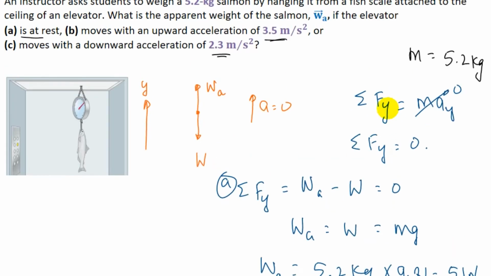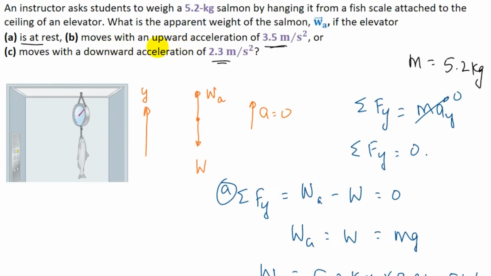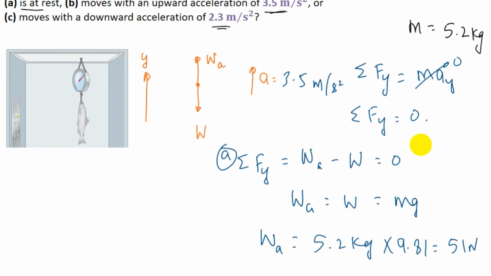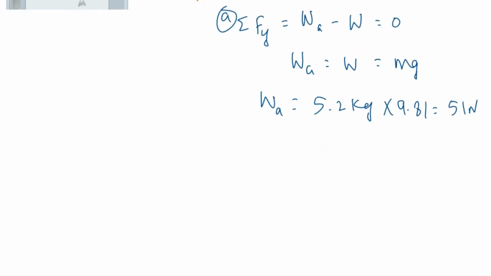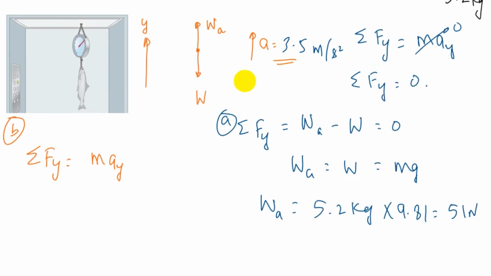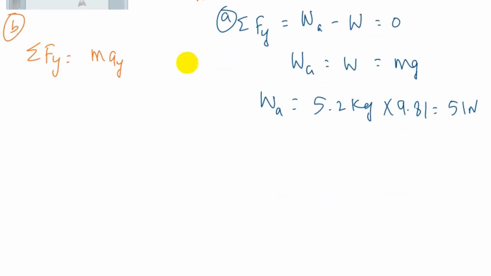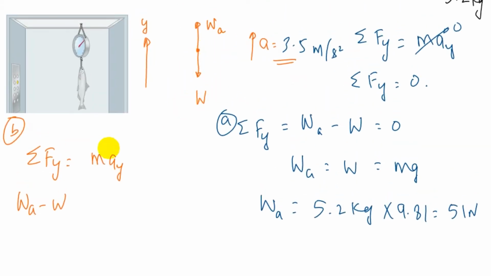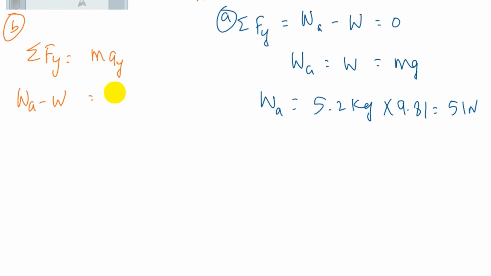Now next in the B part, we have to assume that the elevator is moving upward with an acceleration of 3.5 meters per second squared. So this time the acceleration a is 3.5 meters per second squared. Again we can use Newton's second law. So we have sigma Fy, for the B part that we are solving, equals m times ay, and a equals 3.5. And sigma Fy is the same, that is Wa minus W, equals m times a.